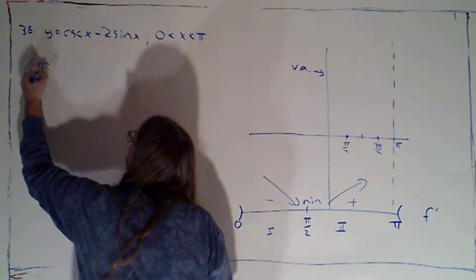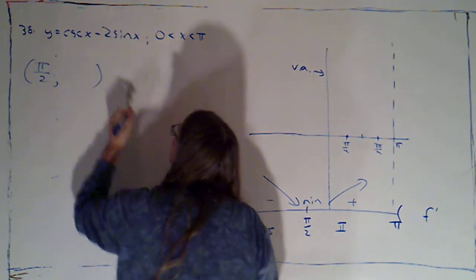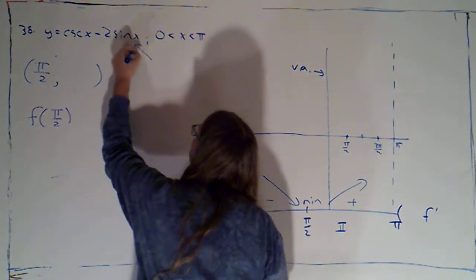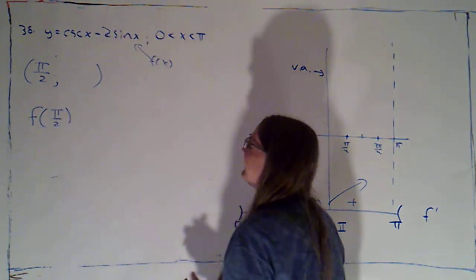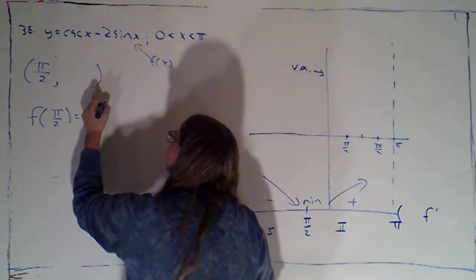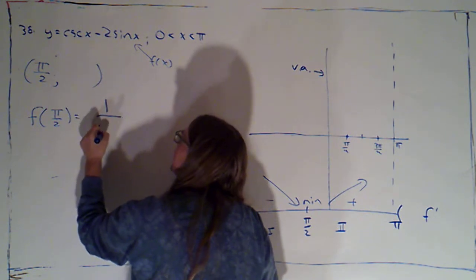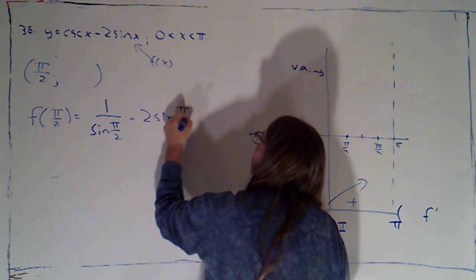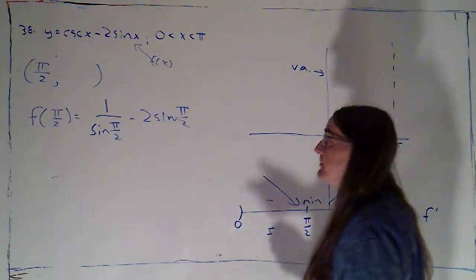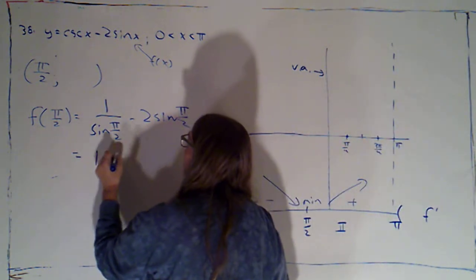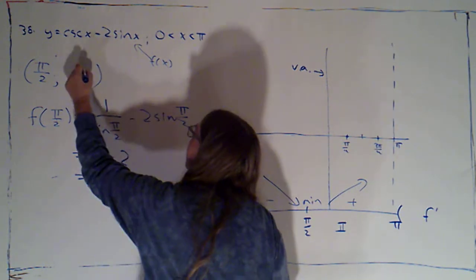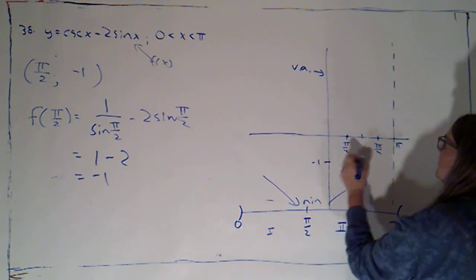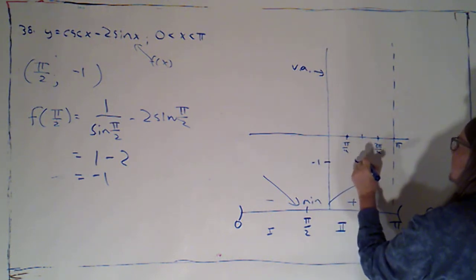So we're at pi over 2, and then I want to plug in f of pi over 2. Probably should have called that function f of x. Okay, so that's cosecant of pi over 2, which is just 1 over sine of pi over 2, minus 2 copies of sine of pi over 2. And sine of pi over 2 is just 1. So this is 1 minus 2. I'm getting a negative 1. So at pi over 2, negative 1, I'm going to have a minimum value.